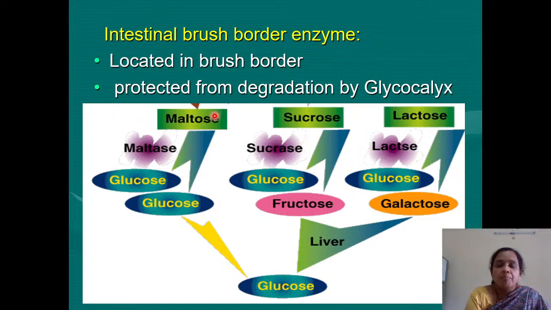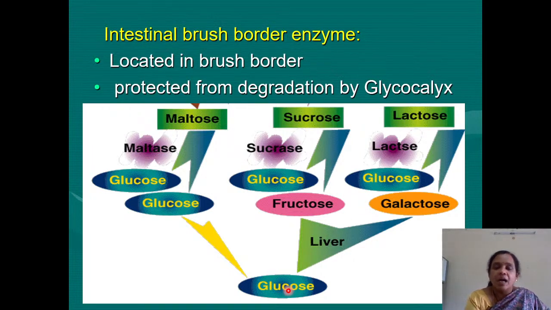Maltose is acted upon by the enzyme maltase. It produces two molecules of glucose. Sucrose is acted upon by sucrase to form glucose and fructose. Lactose is acted upon by lactase to form glucose and galactose. And all of these are finally converted to glucose. Fructose and galactose are absorbed at the GIT, but in the liver they are converted to glucose.